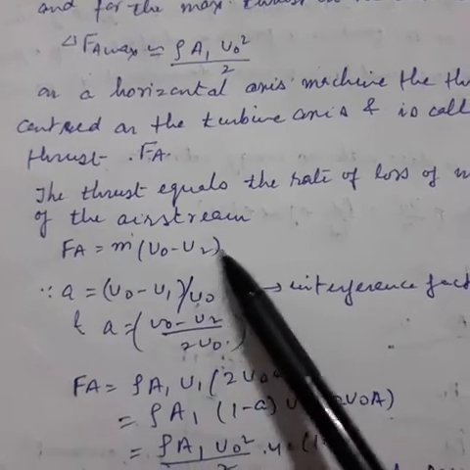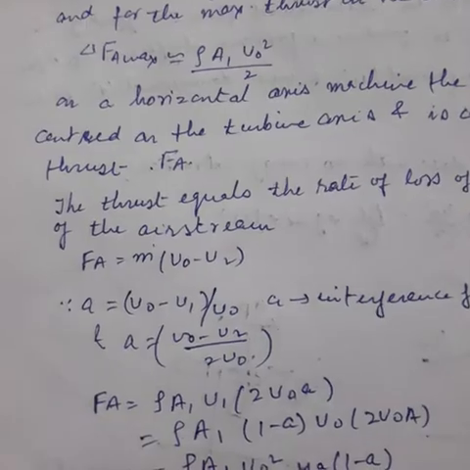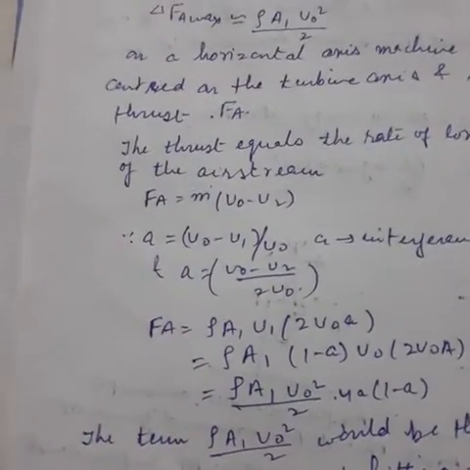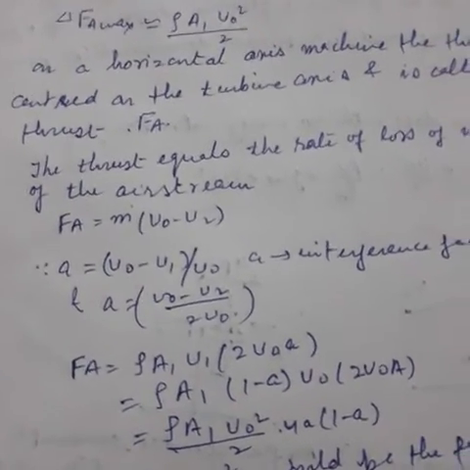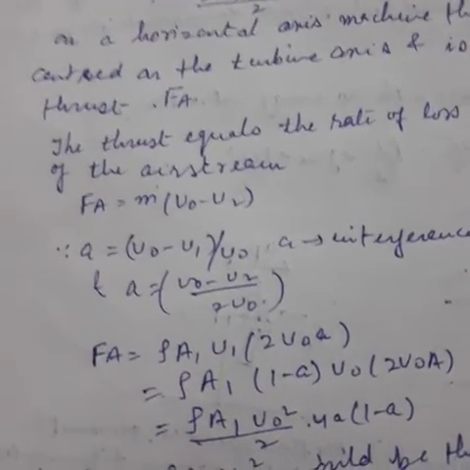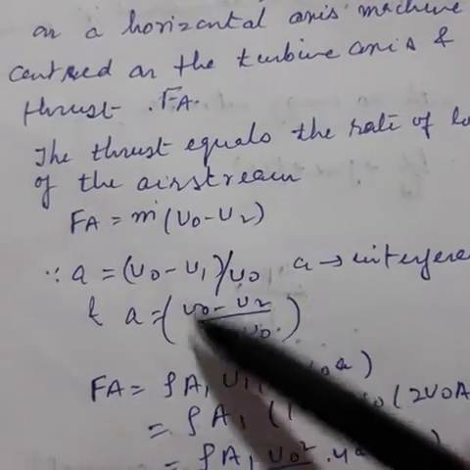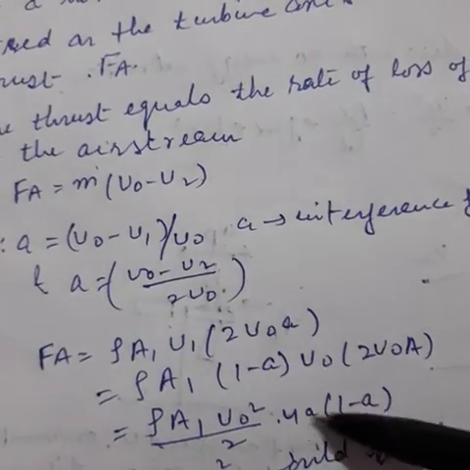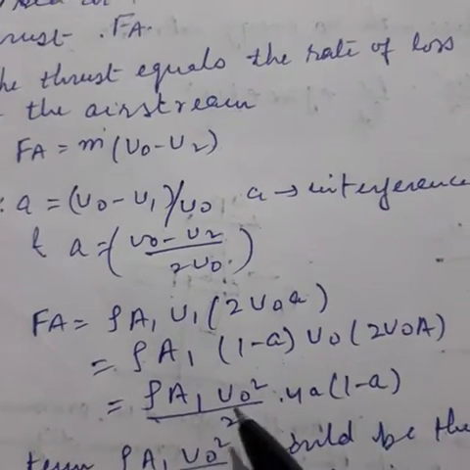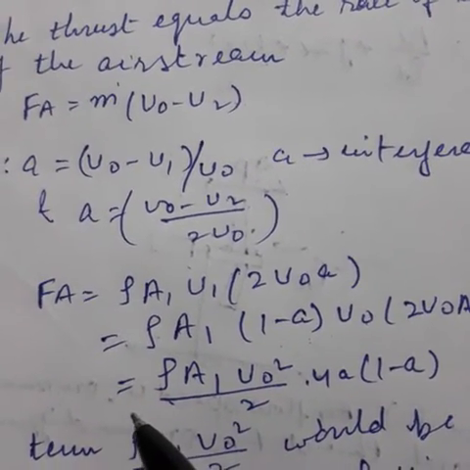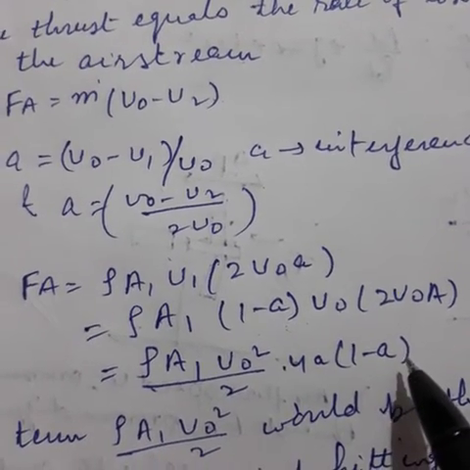So put these values in this equation. m is equal to rho, density is equal to m upon v. So from this we calculate Fa is equal to rho A1 u1 into 2 u0 into a, where a is the interference factor. It is to be simplified by putting the values from these two equations, that is 1 minus a, u0 in bracket 2 u0 into a. By calculating this, Fa is equal to rho A1 u0 square by 2 into 4a in bracket 1 minus a.